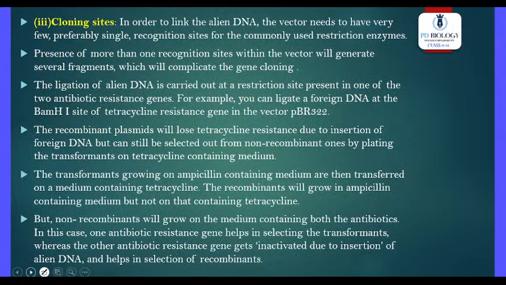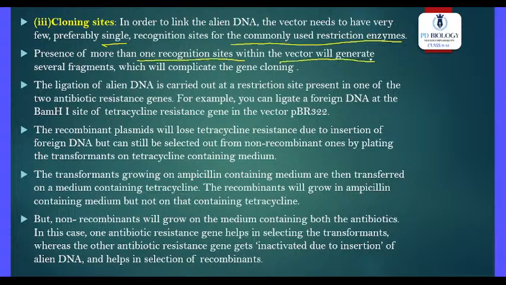The cloning sites, in order to link the alien DNA, the vector needs to have very few, preferably single recognition sites for the commonly used restriction enzymes. Presence of more than one recognition site within the vector will generate several fragments, which will complicate the gene cloning.